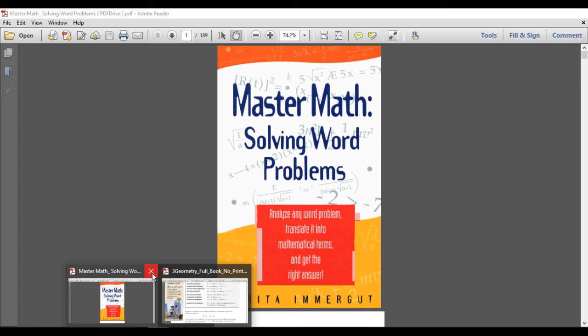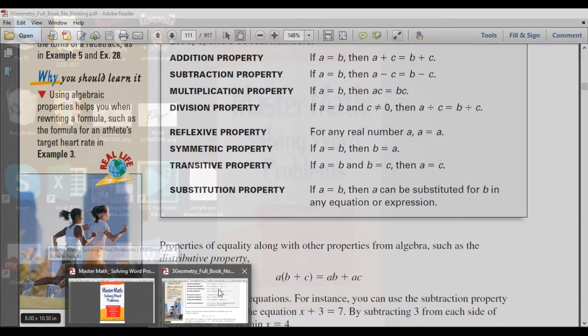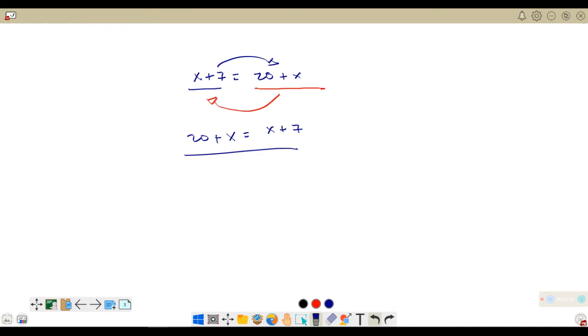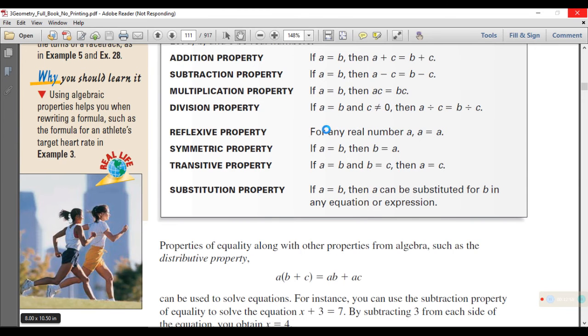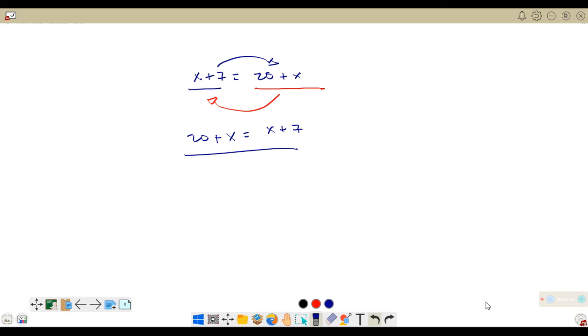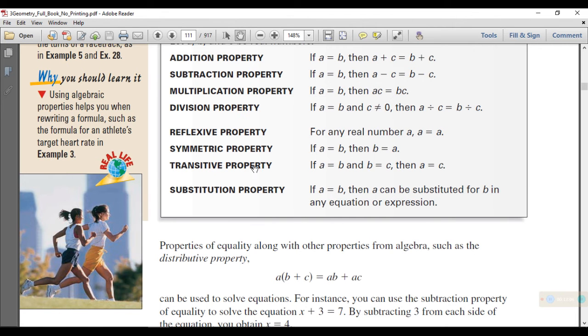That is what symmetric property of equality states. Okay? Okay. Now, let's continue to the next property of equality, transitive.